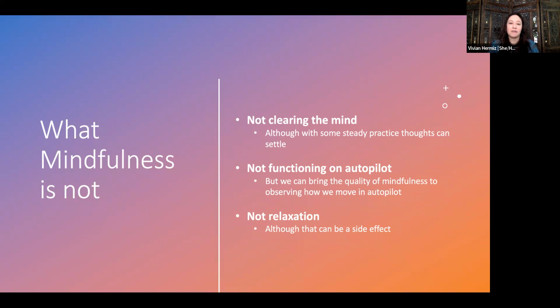It's also not about functioning on autopilot, although we can bring the quality of mindfulness and that kind of awareness to observing how we move when we are on autopilot. So for example, for me right now, it's my hand gestures. Also, my eyes are blinking without me necessarily tuning into when they're blinking and how fast they're blinking. That's an autopilot that I can actually turn my awareness to and just observe. Oh yeah, my eyes are blinking.